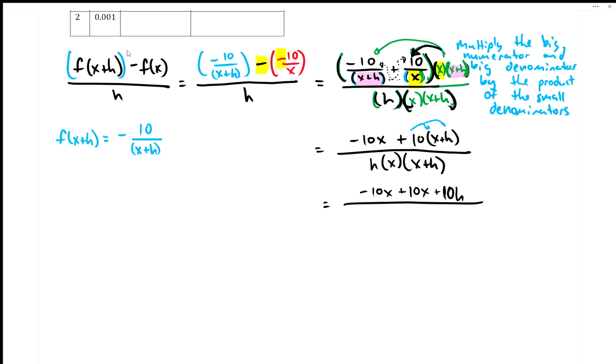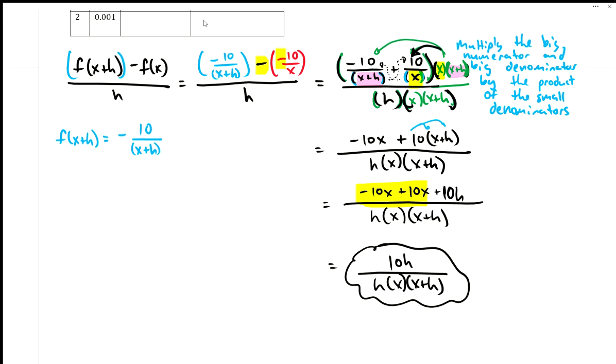Plus 10h over h times x plus h. So usually we don't multiply the denominator. We just leave it like that. Okay, and then now we'll start to simplify. We see, oh, these are the same, but they're opposite. So those zero each other out, and we're left with a positive 10h up above. So we have 10h over h times x plus h. There we go. That is the simplified.